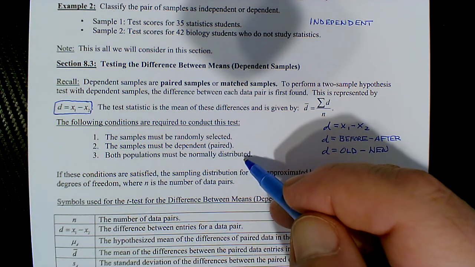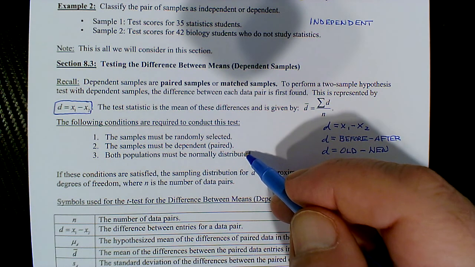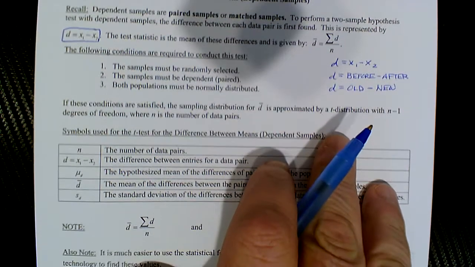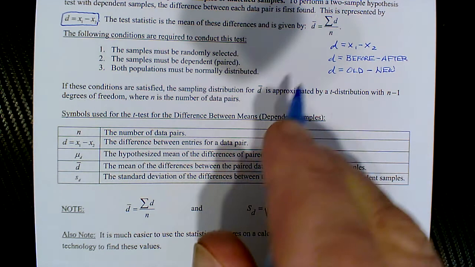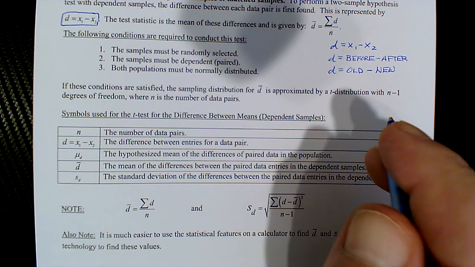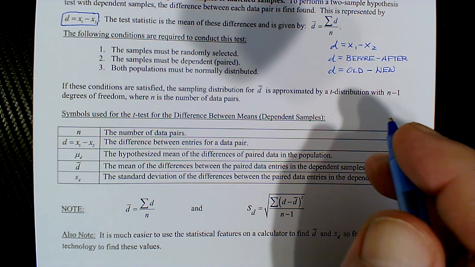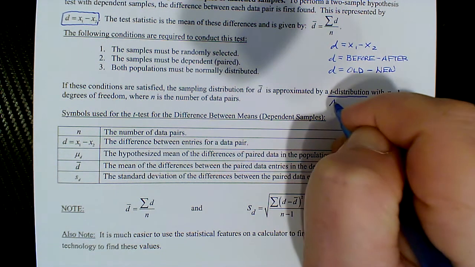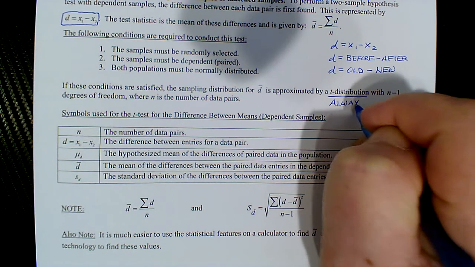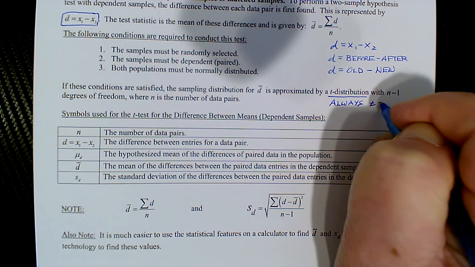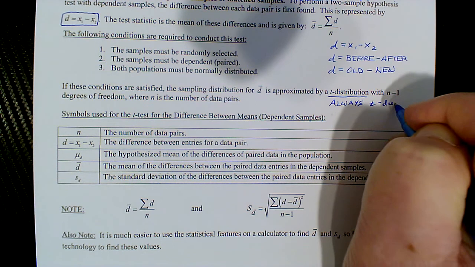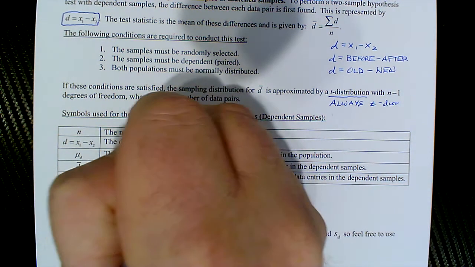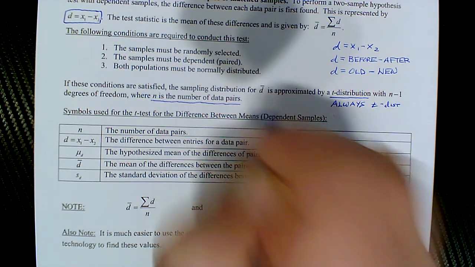Conditions that we're going to assume are true: randomly selected as always, dependent samples, and the populations are both normally distributed. And if that's the case, then the sampling distribution for the differences of the means is approximated by the t-distribution. So for this case, we're always going to use the t-distribution. And therefore, degrees of freedom, n minus 1. But this is where n is the number of data pairs.